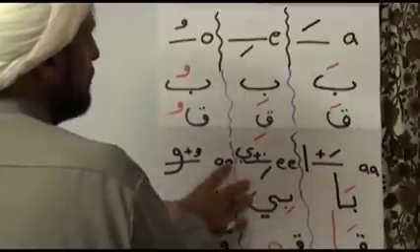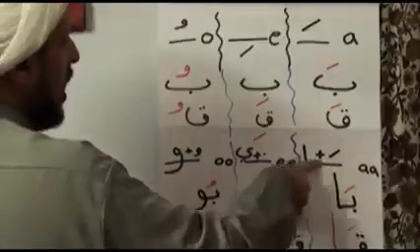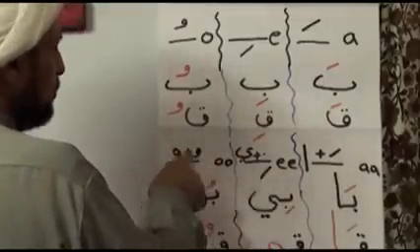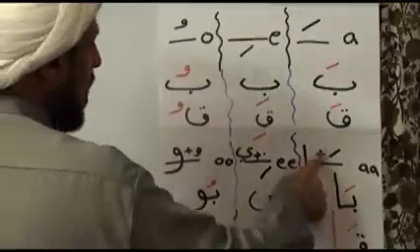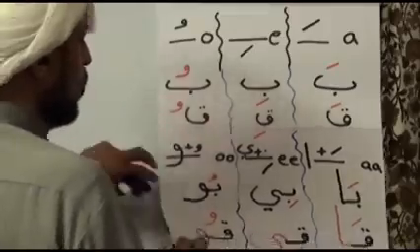And then we have long vowels, which are represented by the sign plus the letter alif, a; the e sign plus the ya, e; the u sign plus the waw, u. So ba, bi, bu, qa, qi, qu.